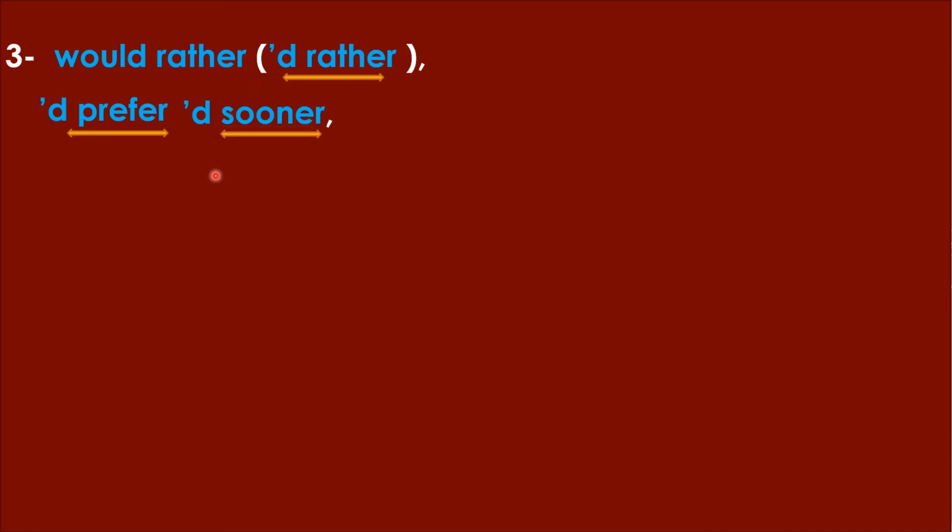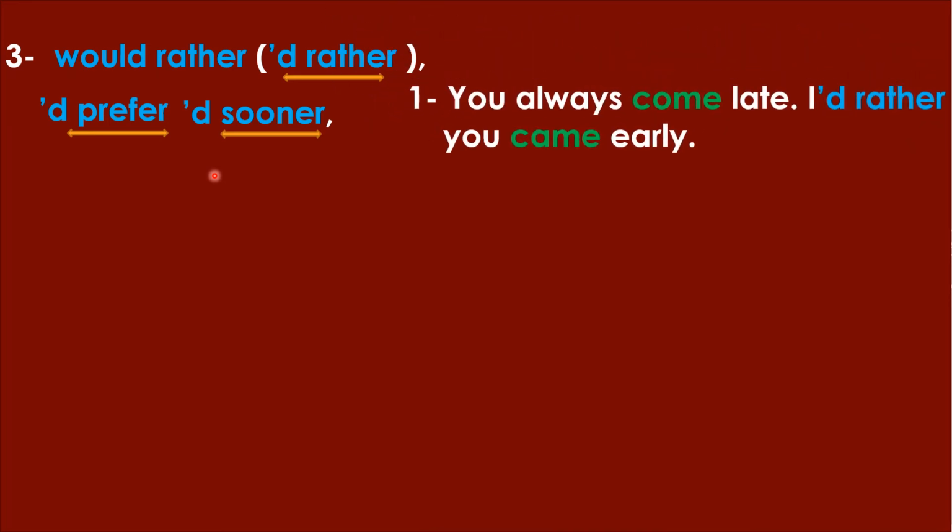Okay, so let's have a look at an example. I would like you to have a look at this sentence. You always come late. I'd rather you came early. If you look here at came, it is past simple. Okay, it's past, although if you look at the meaning of the sentence, it's not past.